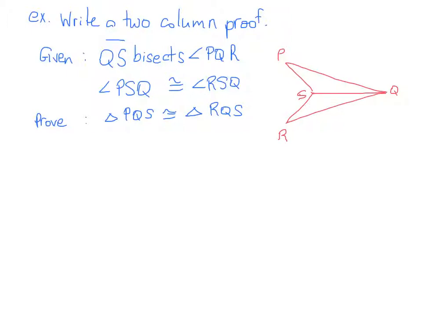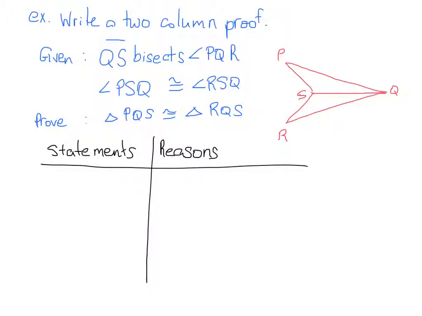Okay, so now we're ready to start our two-column proof. And so in a two-column proof, we start off with our statement column. And we have to give reasons for every statement that we make. All right, so our first statement is going to be something that is given. So we were given that QS bisects angle PQR. And we can write that down again because we were given this information. So that's our first thing that was given.